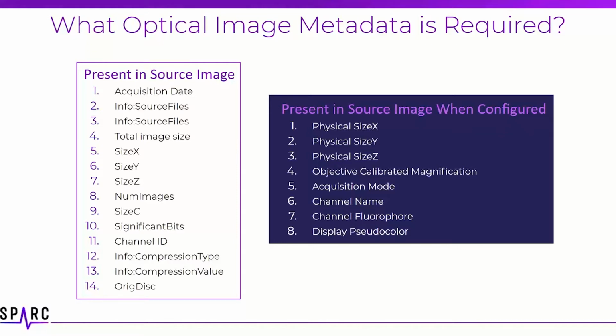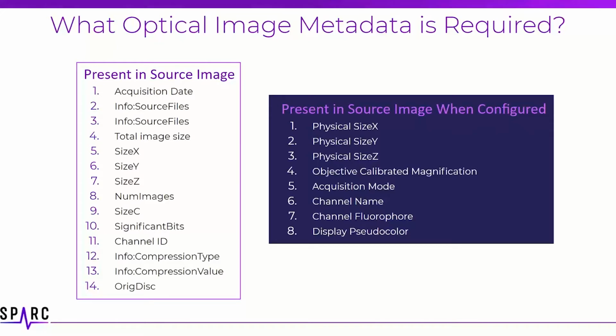Some other key metadata fields for interpreting optical image data include objective, acquisition mode, color channel name, also known as target label, channel fluorophore, and display pseudocolor. And I just want to take a second to point out that you may not have any fluorescent channels in your image, or you may have many, so the number of times you need to add these last 3 fields here will depend on that.